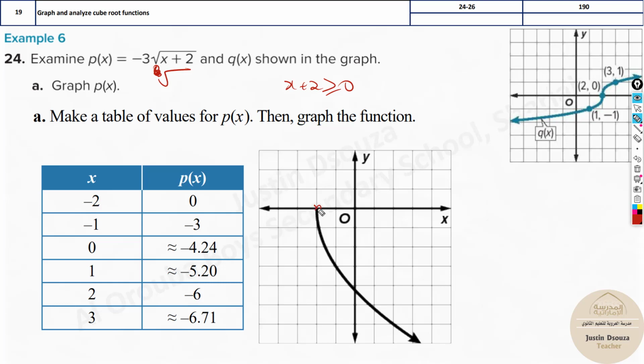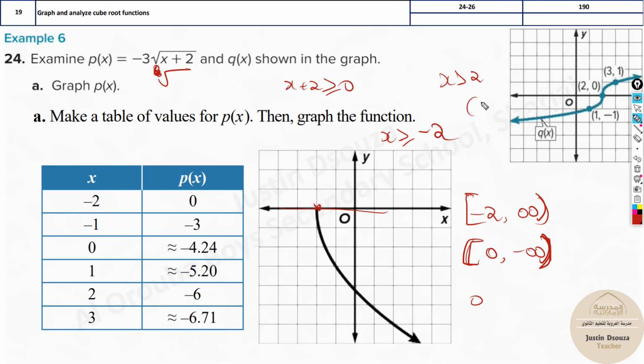So here the domain is all possible values greater than or equal to minus 2. That means minus 2 is included, comma, positive infinity. This is the domain. What is the range? Range is all possible values. Since it's minus, it is all negative real numbers. That is from 0, 0 is included, till minus infinity. This is the range. This is small bracket. Infinity is always by small bracket. Big bracket means this value is included. If it is only greater than 2, then we use small bracket for 2. That's not included. That's the thing.